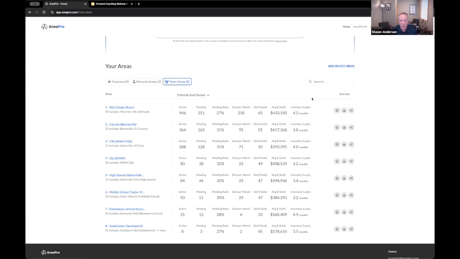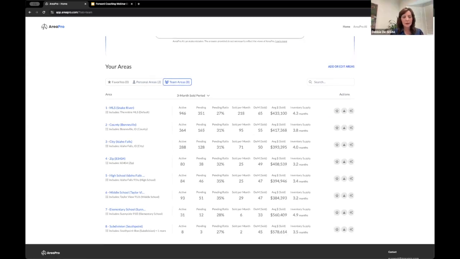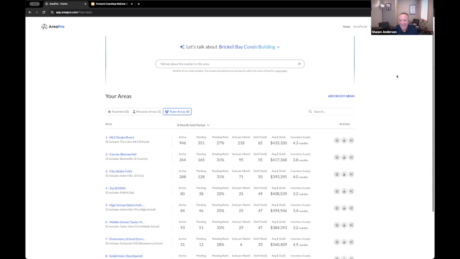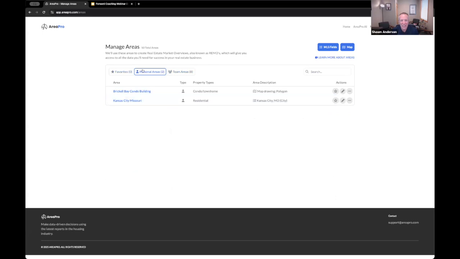So if I'm going on a listing appointment and I need to pull data for my seller, this is a condo building, which means it's going to be a little bit more compressed data, and in a way a little bit easier. So show them what they would run. How would they do this? Perfect. Let's just go build an area for that.